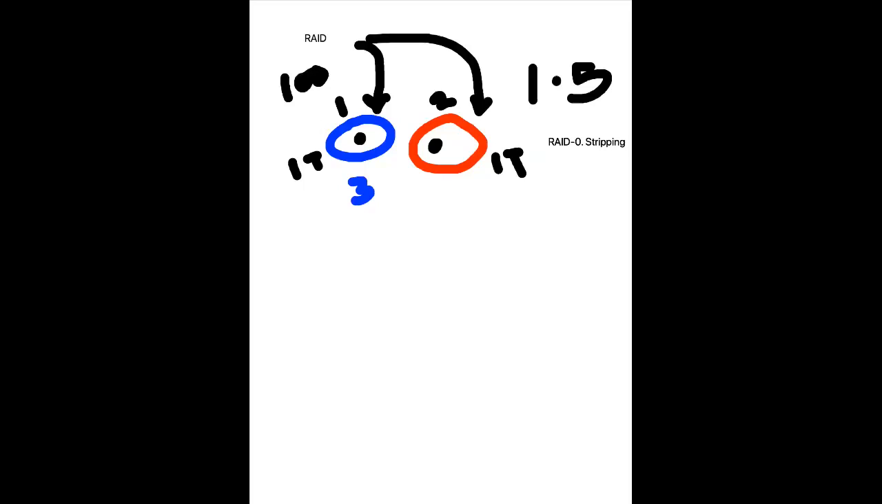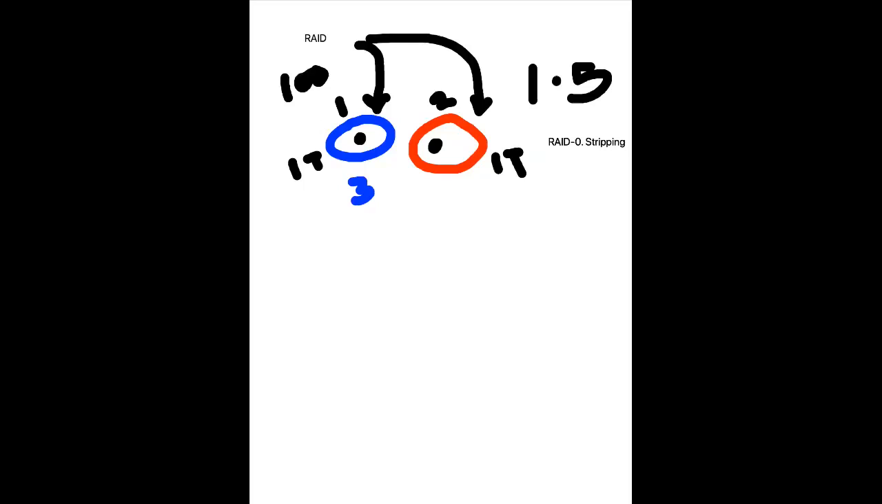Prevention of data loss. No. Prevention of data loss is not provided by RAID 0. There is no fault tolerance because there is no redundancy. Only advantage is, as I mentioned, the speed of read and write will just get double, because for this hard disk we have a separate read write head. For this hard disk we have a separate read write head.